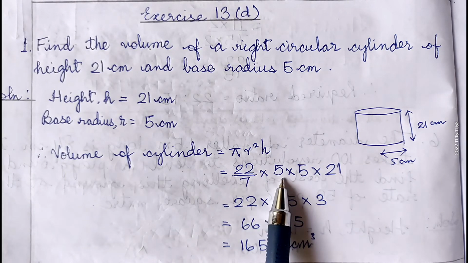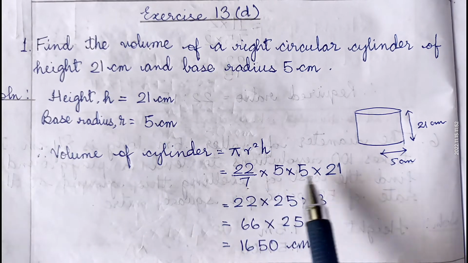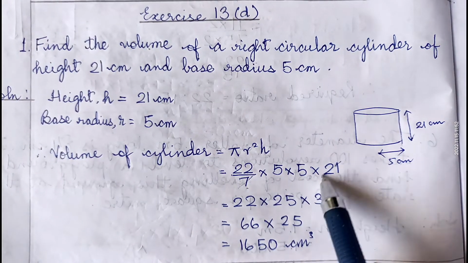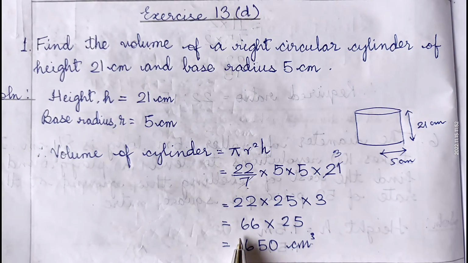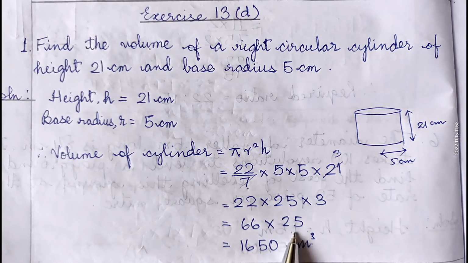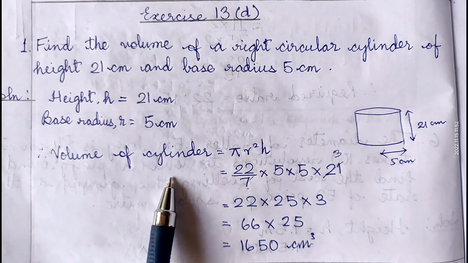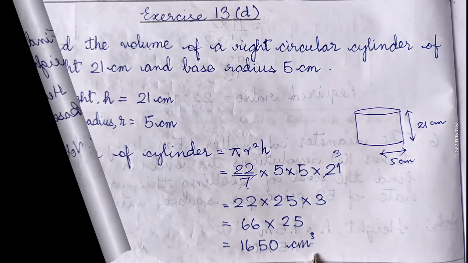22, 5 into 5, 25. And these 7 and 21, if I cancel, it will become 3. So 22 into 3, it will be 66 into 25. If I multiply, it will be 1650 centimeter cube. Therefore, required volume of the cylinder is 1650 centimeter cube.